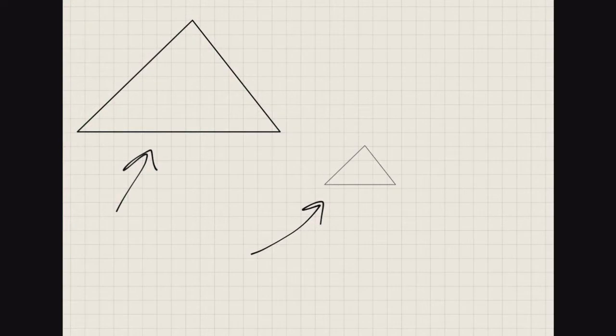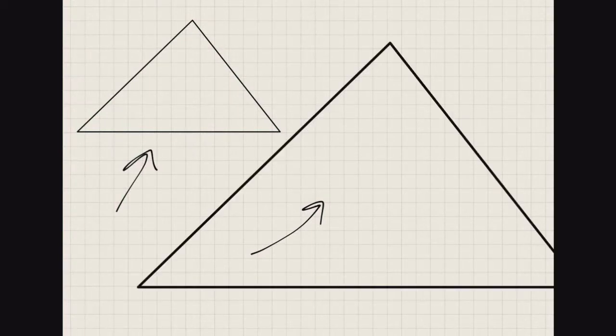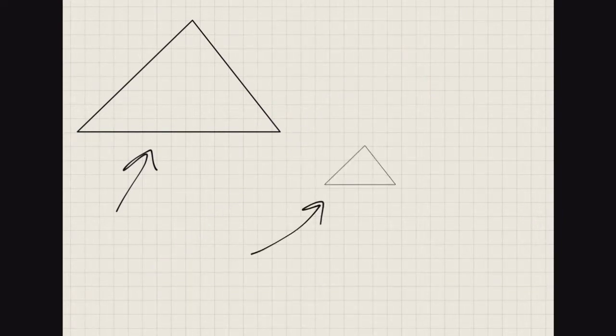Now, I could also make this figure larger. Let me tap off it, and there it is. Now I have a figure that is larger than the original, but it has all the same proportions. Let me show you another way to think about this. I'm going to remove these arrows.